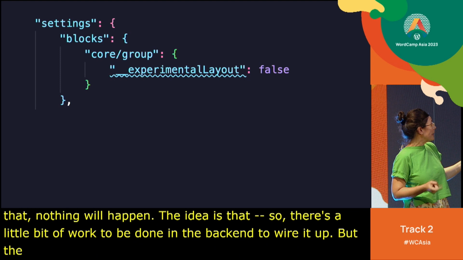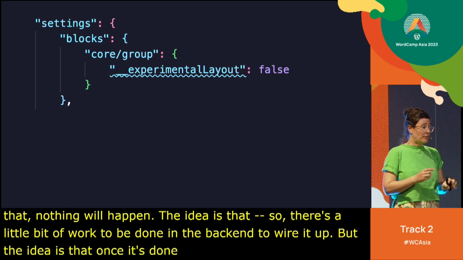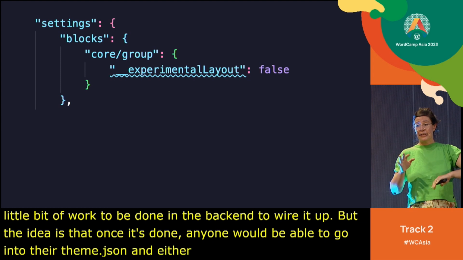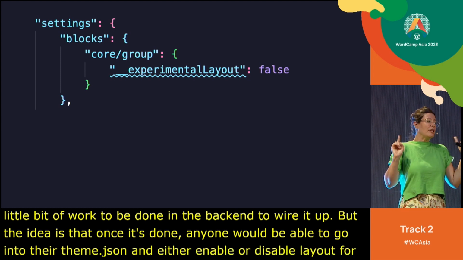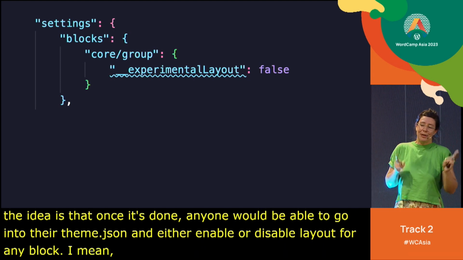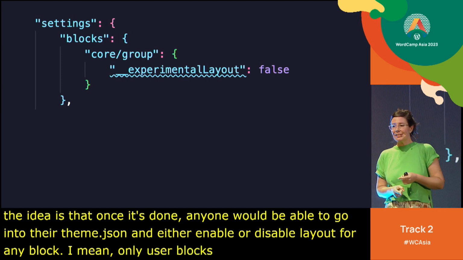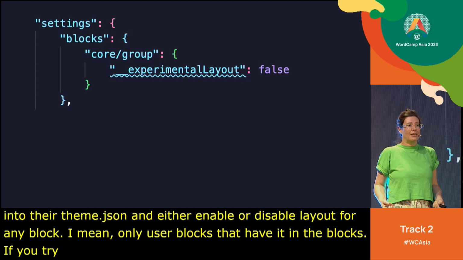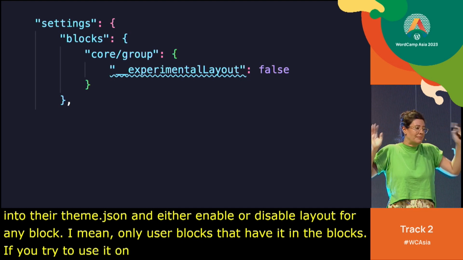once it's done, anyone would be able to go into their theme.json and either enable or disable layout for any block. I mean, only use it for blocks that have inner blocks. If you try using it on blocks that don't have inner blocks, then nothing will happen, because layout really only applies to containers. So if your block isn't a container, then there's nothing you can do.